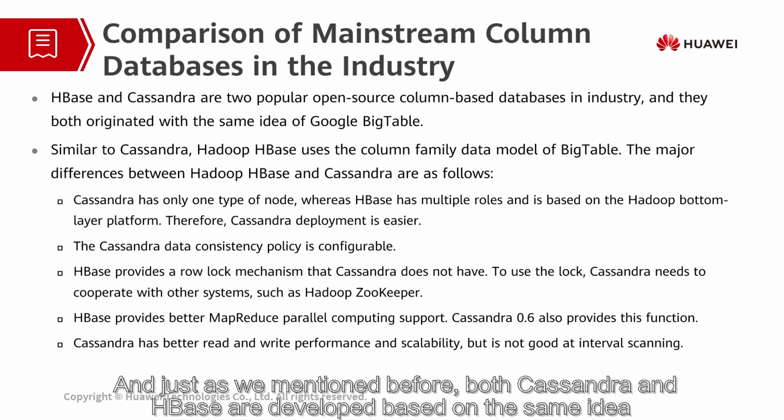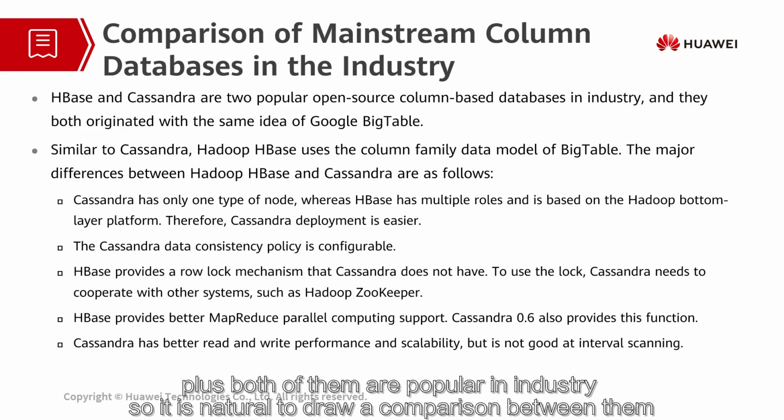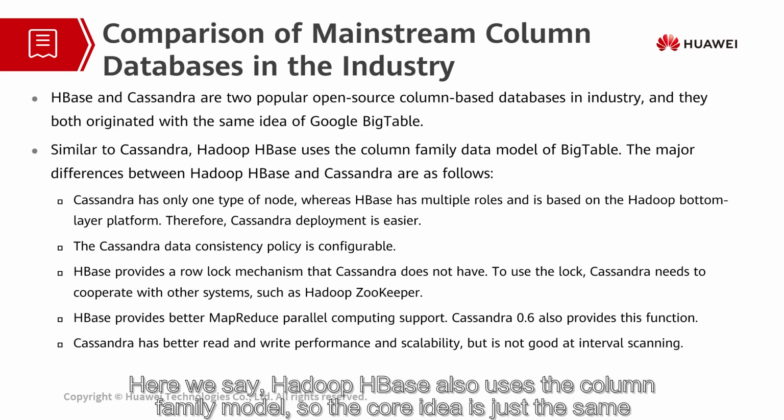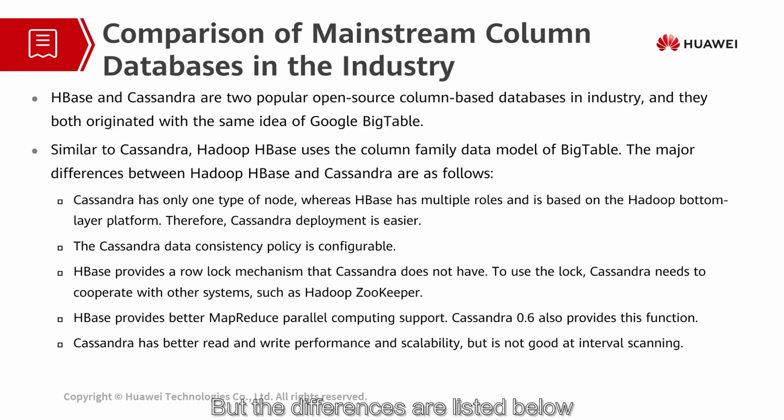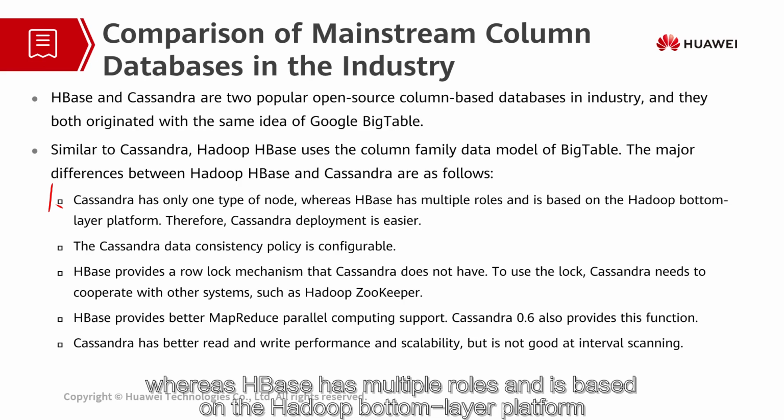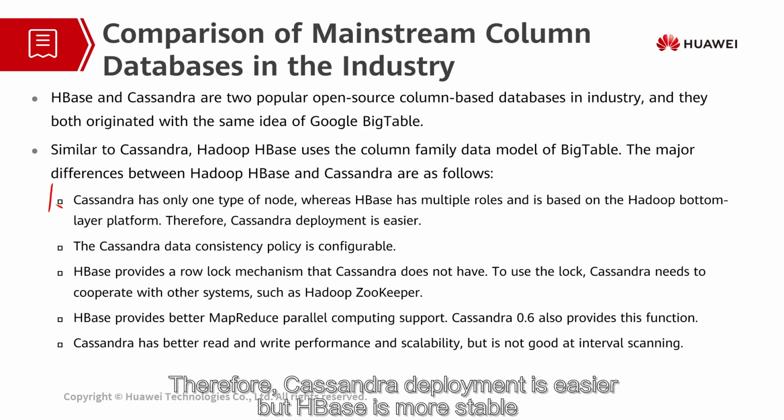And just as we mentioned before, both Cassandra and HBase are developed based on the same idea. Plus, both of them are popular in industry. So it is natural to draw a comparison between them. Here we say Hadoop HBase also uses the column family model, so the core idea is just the same. But the differences are listed below. Firstly, Cassandra has only one type of node, whereas HBase has multiple roles and is based on the Hadoop bottom layer platform. Therefore, Cassandra deployment is easier, but HBase is more stable.